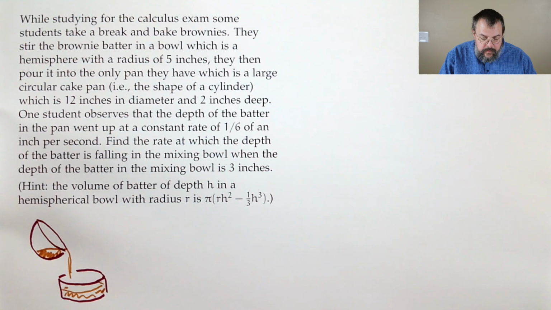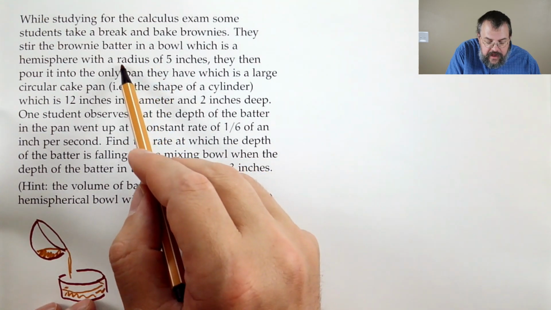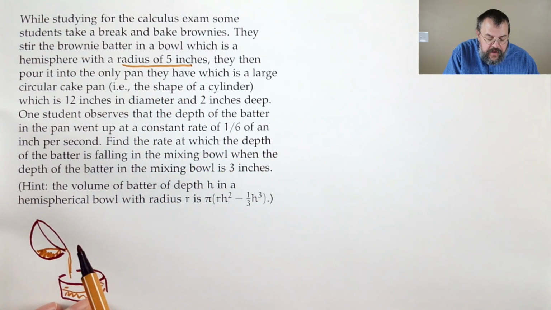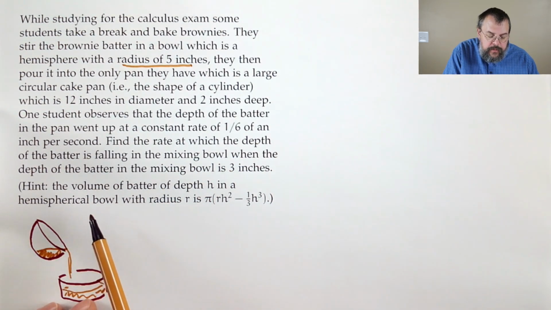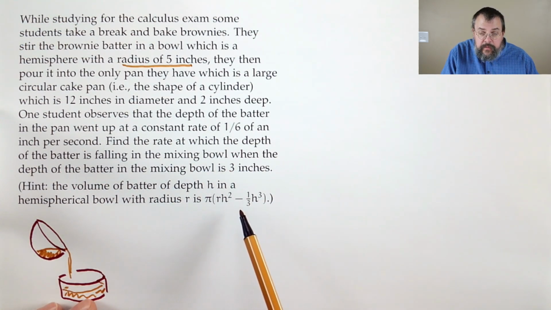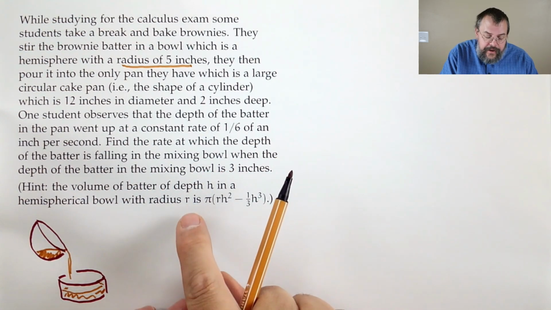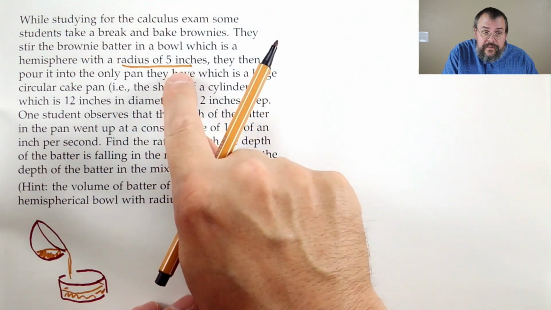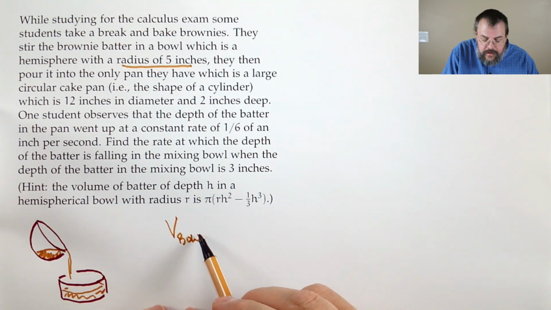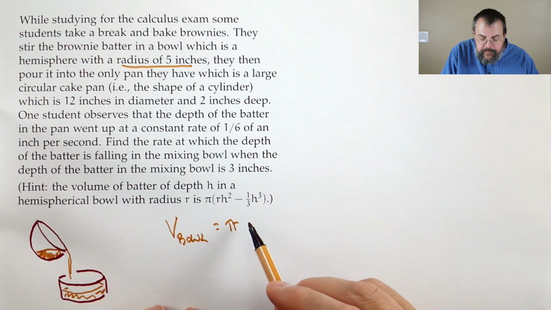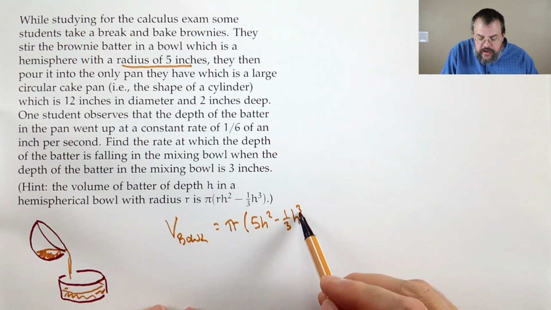What do we have? Well, we need a lot of information here. So the batter in the bowl, it's a radius of 5 inches. Now that's useful information because I should have also pointed out there's a hint. The volume of batter of depth h in a hemispherical bowl with radius r is pi r h squared minus 1/3 h cubed. Well, hey, we know this value for r. r is 5. Okay, so we can say that the volume of the bowl is equal to pi times 5 h squared minus 1/3 h cubed.